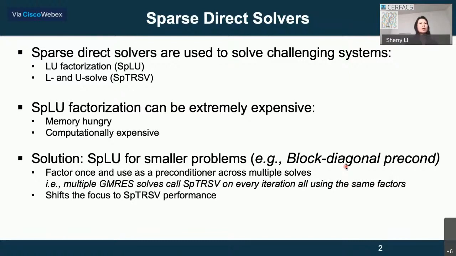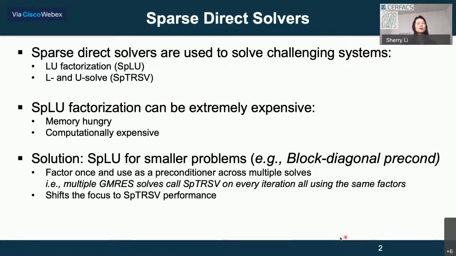And in most of the applications, large-scale applications, they don't do the direct solver directly for the whole problem, so usually they break it into smaller problems. A canonical example is the block diagonal preconditioner. So there you have multiple blocks along the diagonal, and each block you do the direct factorization. And then on the outside, you wrap this around, you use this as a preconditioner for GMRES, for example.